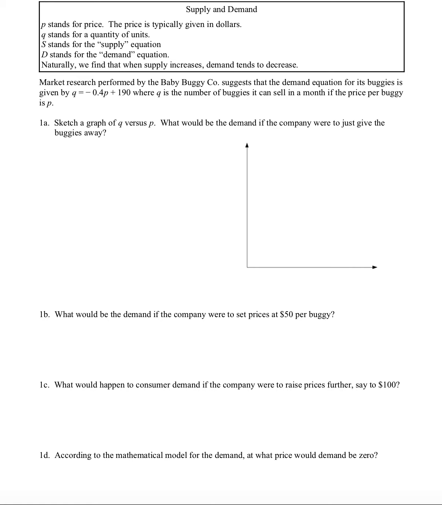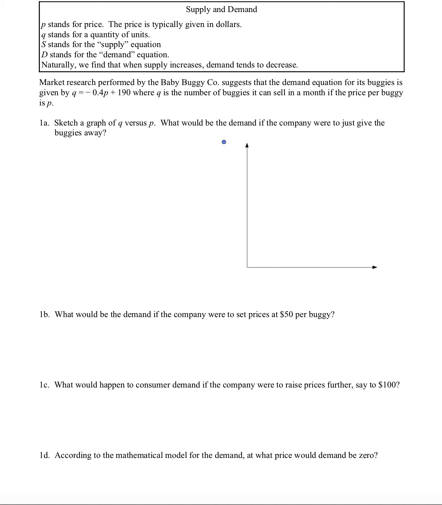So where could they come up with an equation like that? Well, they could have taken empirical data from the past and compiled it into a linear regression. And perhaps this is the mathematical model that came out of that. So let's sketch a graph of Q versus P. What would be the demand if the company were to just give away the buggies?